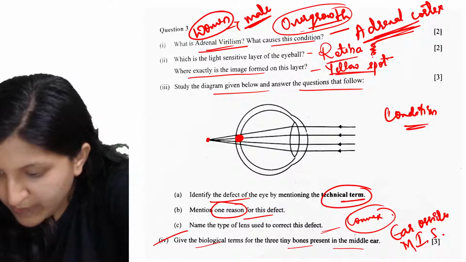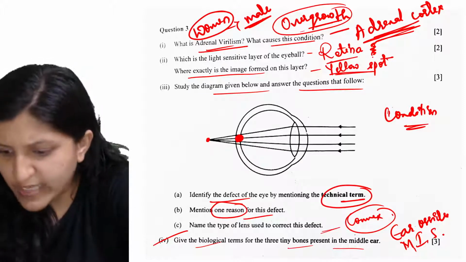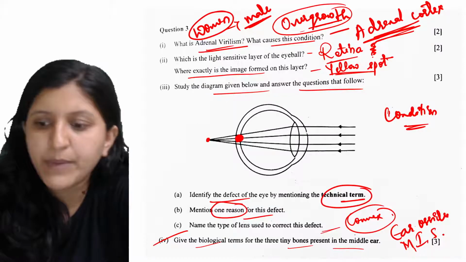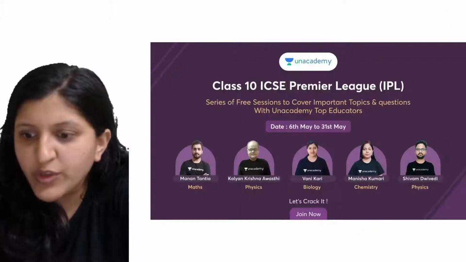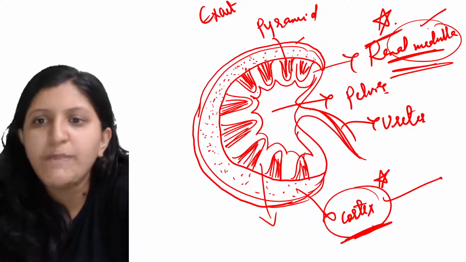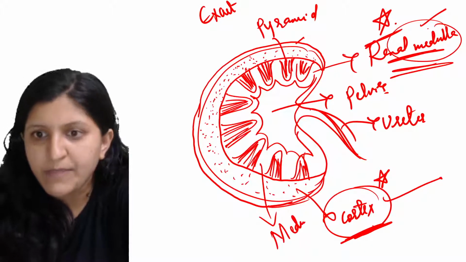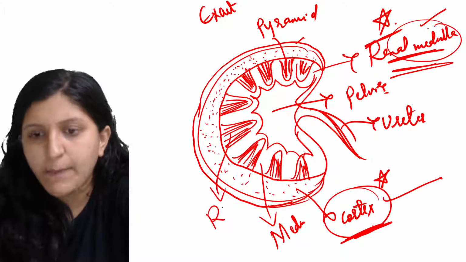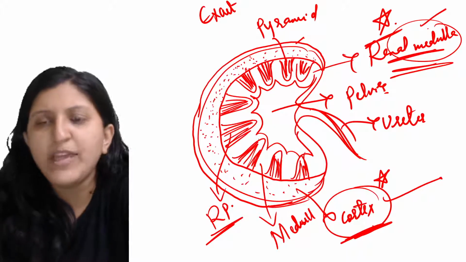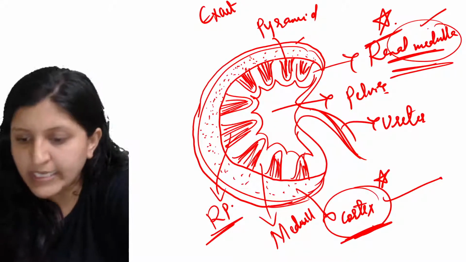I marked renal medulla in between the renal pyramids. That's totally fine. Here also you can label it like this: this is a renal medulla. This whole part is actually the medulla region, so you can mark it anywhere here. This one is a renal pyramid and this is a renal medulla. Anywhere you have labeled in this part is completely fine.